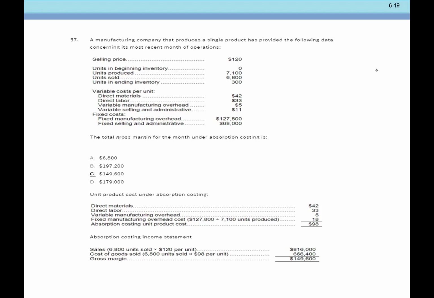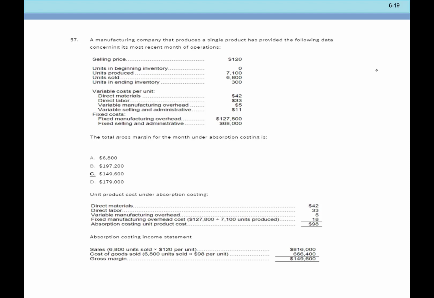10 plus 7, $80 per unit. Okay, so if we were to sell, and I'm going to say we're going to sell 100 units. Well, how many units do they produce? Yeah, it does. Right here. It says that they sold 6,800 units.